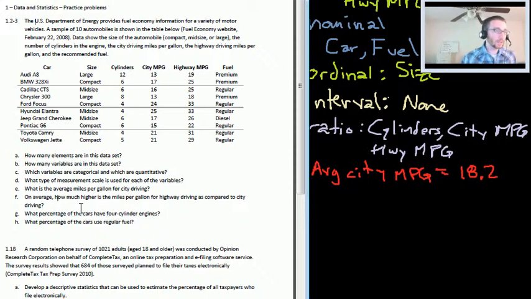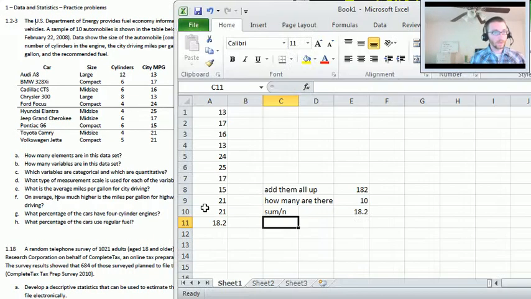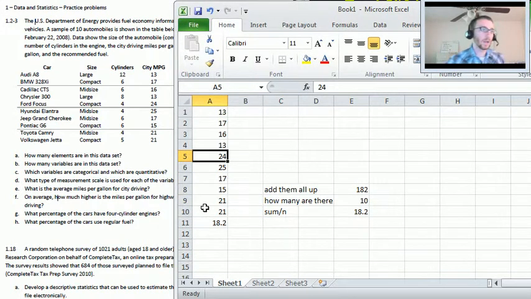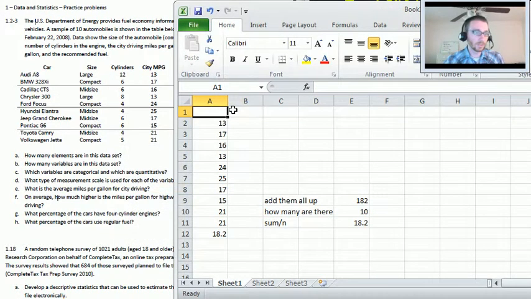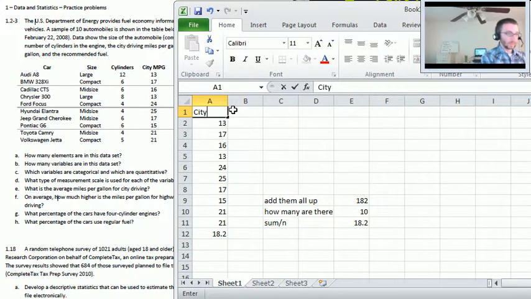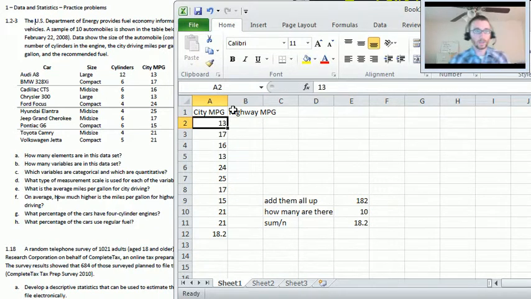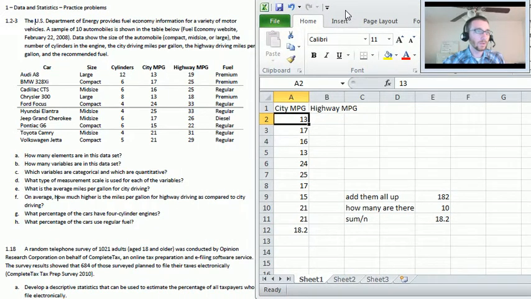On average, how much higher is the miles per gallon for highway driving as compared to city driving? Well, in order to figure that out, we're first going to need to figure out what the average is for highway driving. Now I don't want to get my data mixed up. You'll notice that I often just start typing stuff in here, but I want to keep it clean. So, city MPG, highway MPG. I don't want to get these mixed up. So now they're labeled.